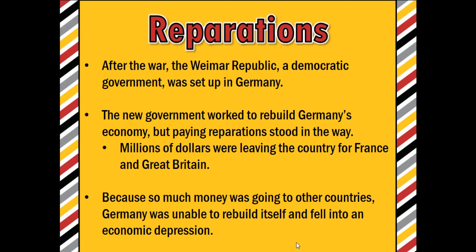After the war, the Weimar Republic, a democratic government, was set up in Germany. The new government worked to rebuild Germany's economy, but paying reparations was too hard for them to do. Millions of dollars were leaving the country for France and Great Britain. Because so much money was going to other countries, Germany was not able to rebuild themselves and fell into an economic depression.